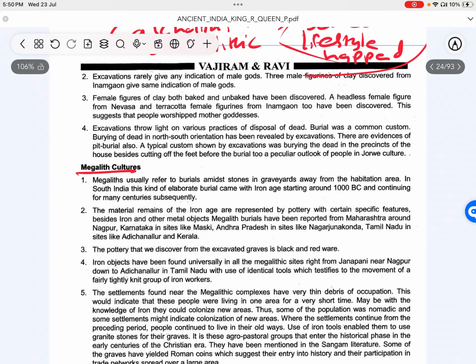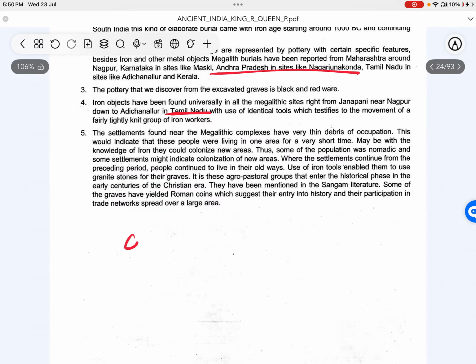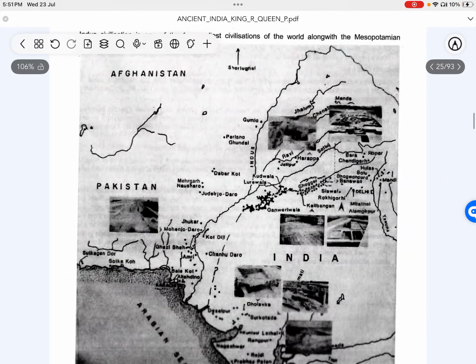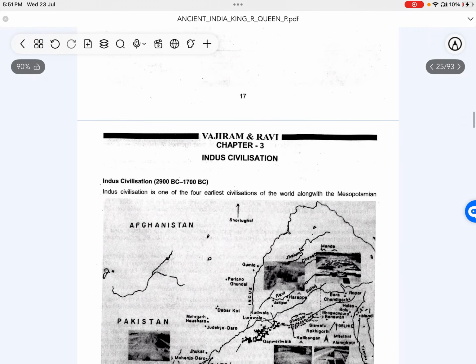Megalith structures are basically burial grounds. This is basic archaeological evidence. The places include Tamil Nadu and Nagarjunakonda in Andhra Pradesh. What do they signify? What do they represent generally? So, basic thing. I will start with the Indus Valley Civilization for this lecture.